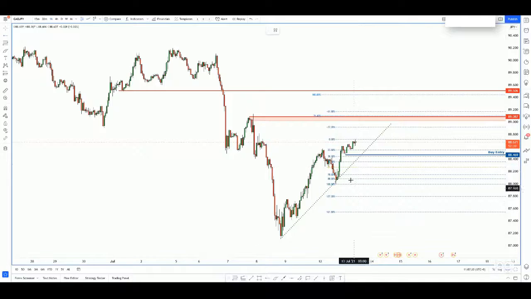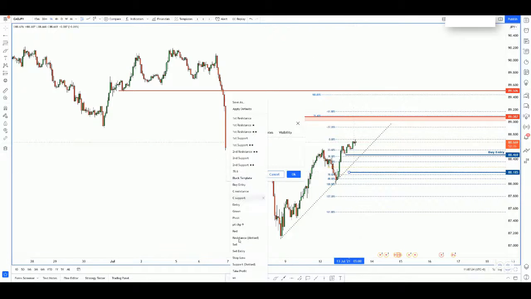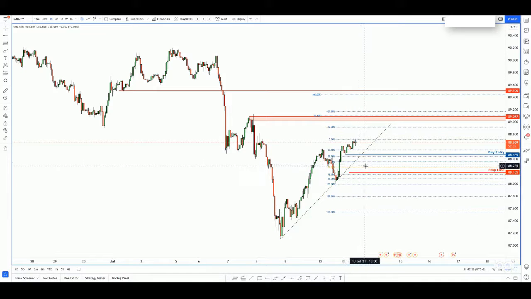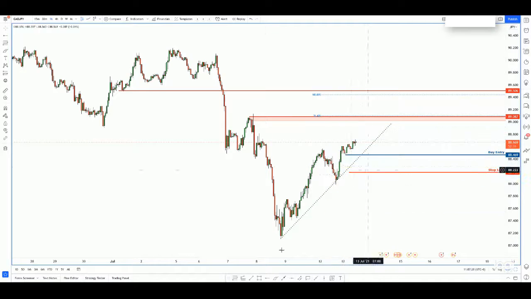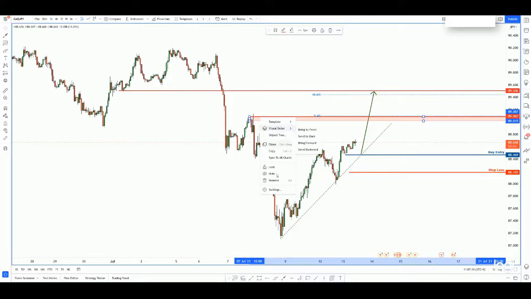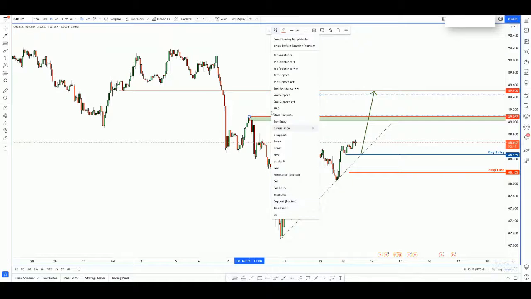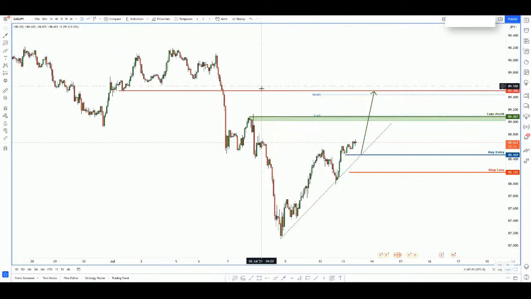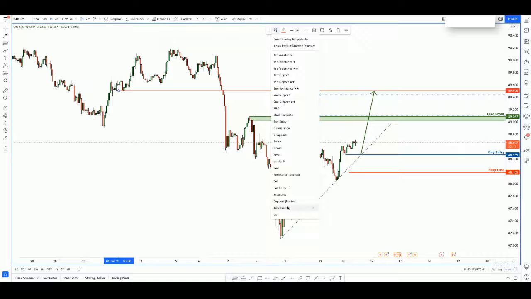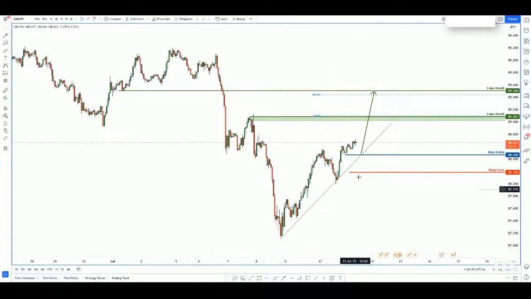Then I'll have my stop loss just outside of the 61.8. So this will be the stop loss. I'll wait for price to pull back down towards these two levels, and this can be your first take profit, your intraday take profit, and this can be the final take profit, the swing target. Very nice risk reward.